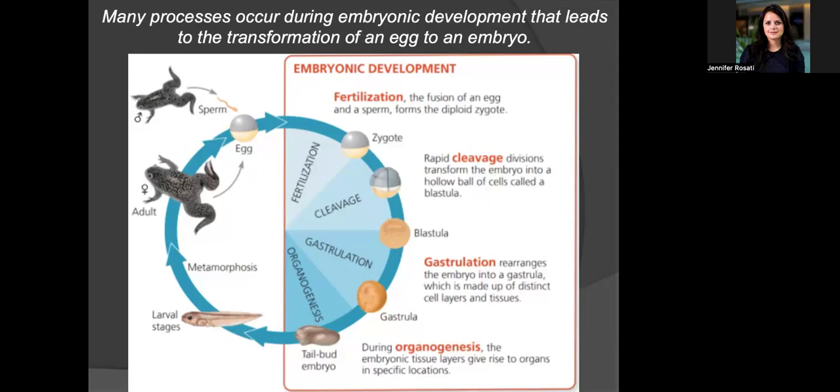There are many processes that occur during embryonic development. These processes are important to transform the egg into an embryo and eventually into an adult. Many of these processes include fertilization, cleavage, gastrulation, as well as organogenesis.